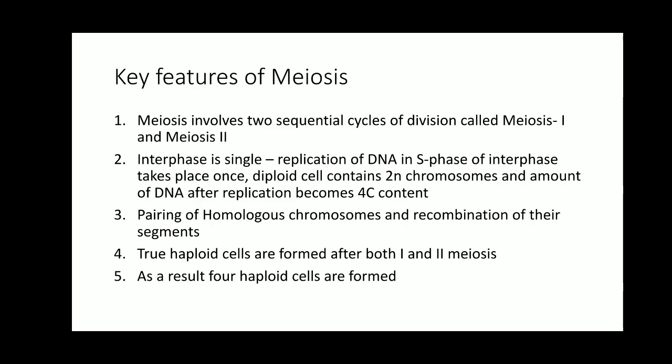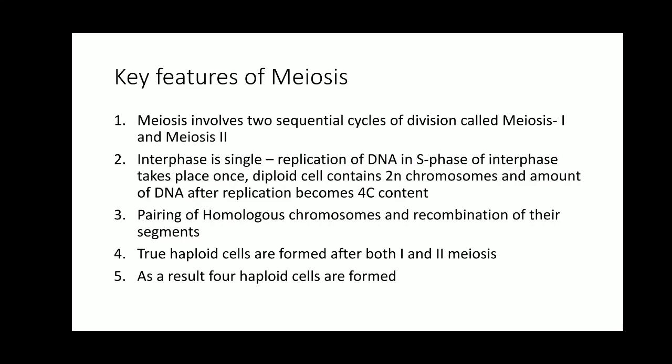Here, an additional step known as pairing of the chromosomes takes place, which does not take place in mitosis. In mitosis, the chromatids present in the chromosome get distributed between the two daughter cells, whereas in meiosis the homologous chromosomes pair up and recombination of their segments takes place.